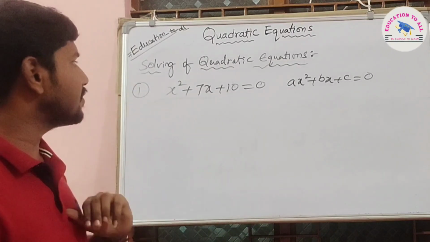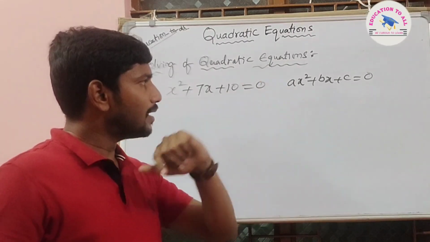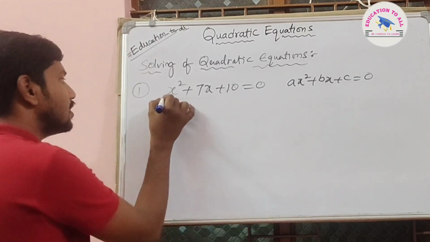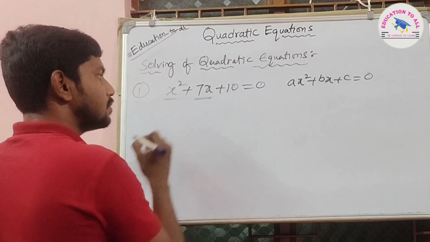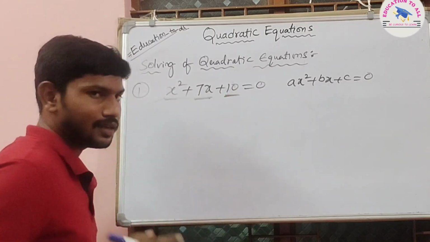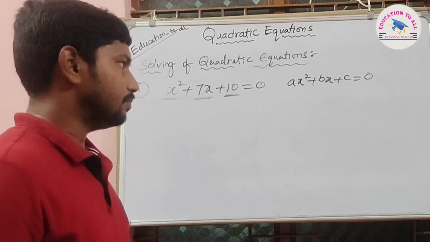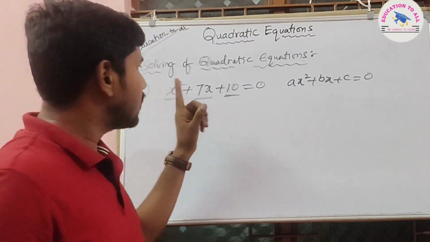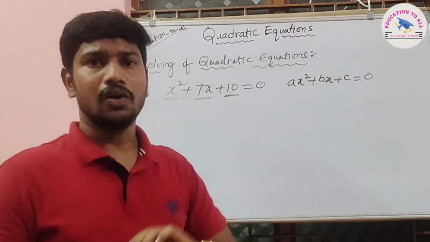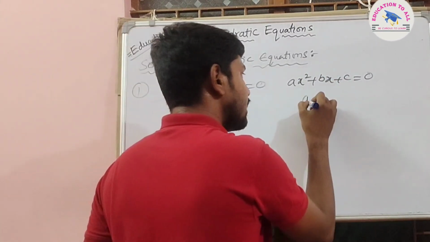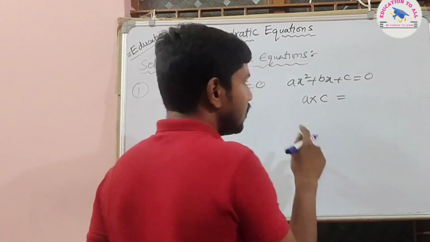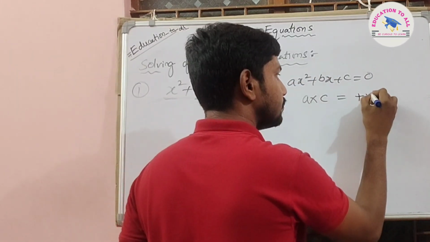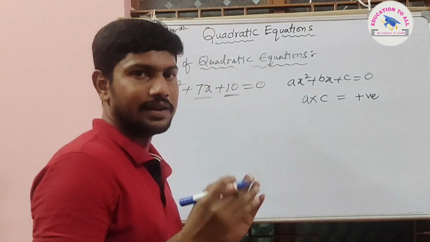So x square plus 7x plus 10 equal to 0, by comparison with ax square plus bx plus c equal to 0. Here x square is called the first term, 7x is called the middle term, and 10 is called either the constant or the last term. Here the first step, we have to multiply the coefficient of x square into the constant. So a is multiplied by c. Here all terms are positive, so a into c will be positive.